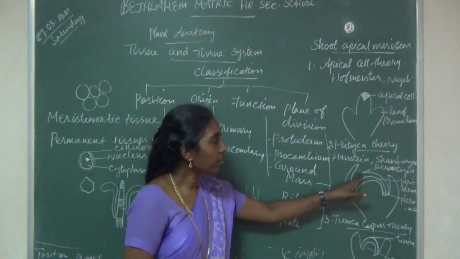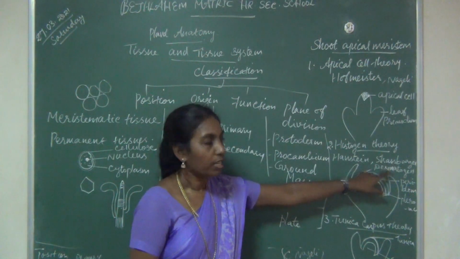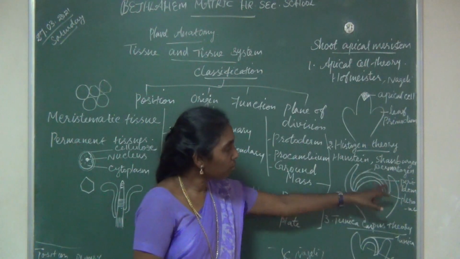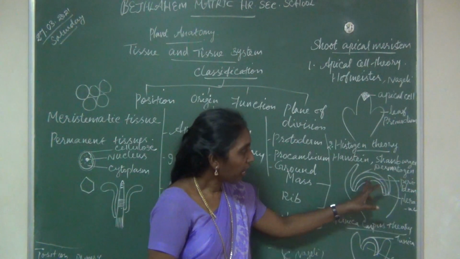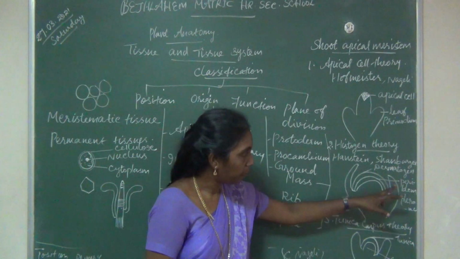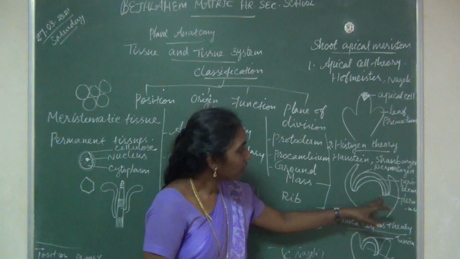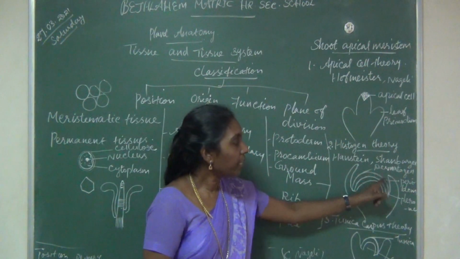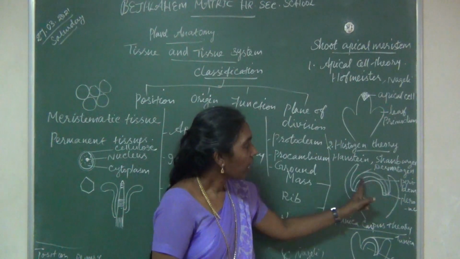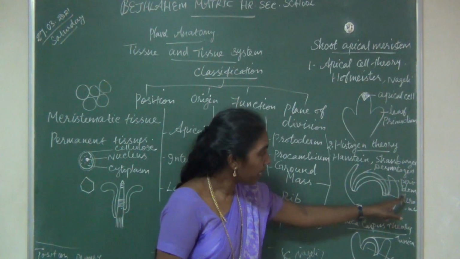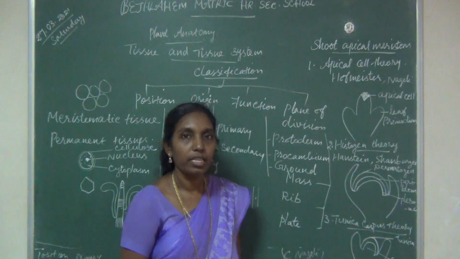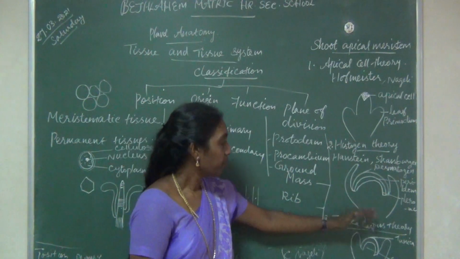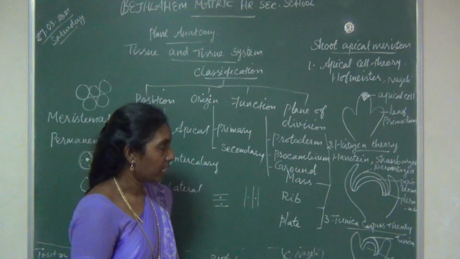The outermost zone is called dermatogen, the middle part is called periblem and the innermost layer is known as plerome. The outermost layer, the epidermis, is derived from dermatogen, the cortex region is derived from periblem, and the innermost layer, the stellar region, is derived from plerome. This theory proposed this.